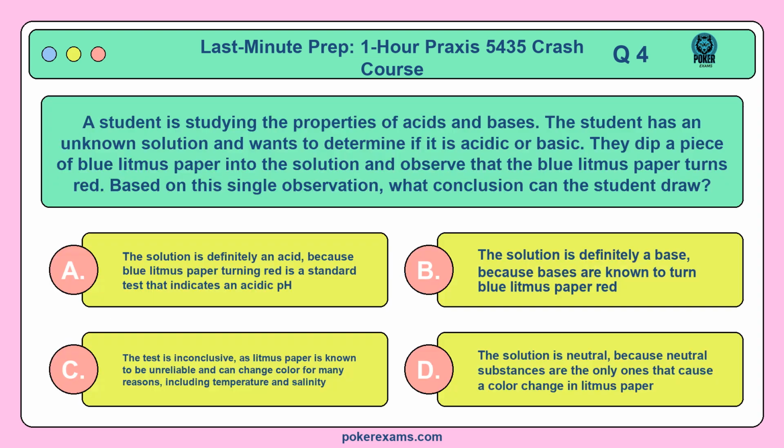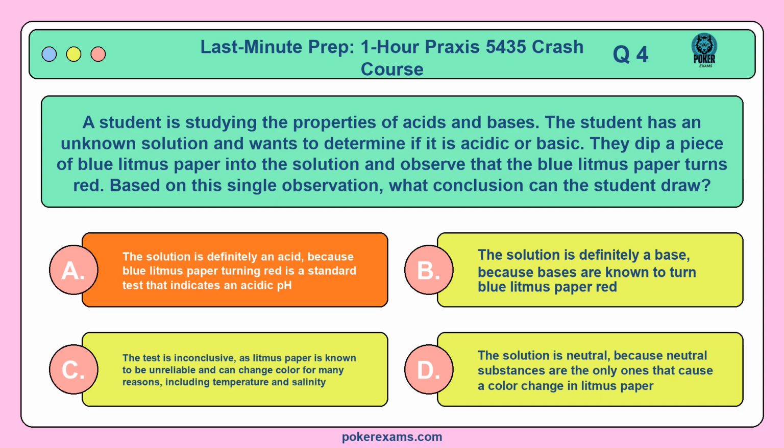Question 4. A student is studying the properties of acids and bases. The student has an unknown solution and wants to determine if it is acidic or basic. They dip a piece of blue litmus paper into the solution and observe that the blue litmus paper turns red. Based on this single observation, what conclusion can the student draw?